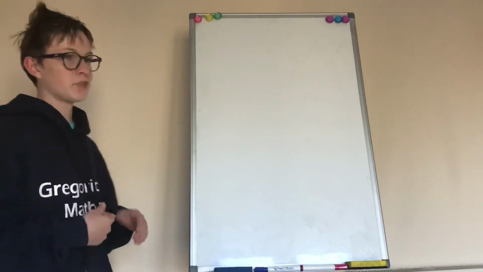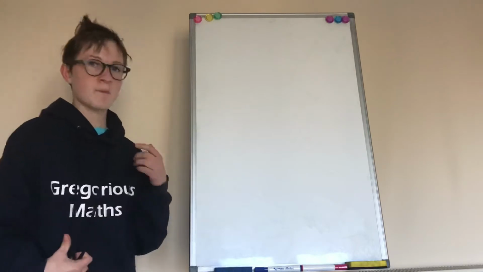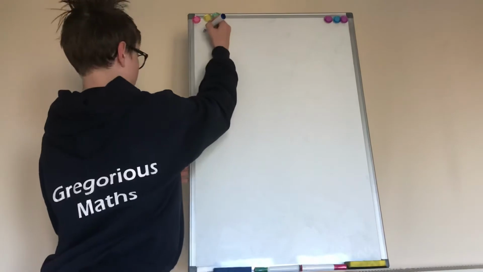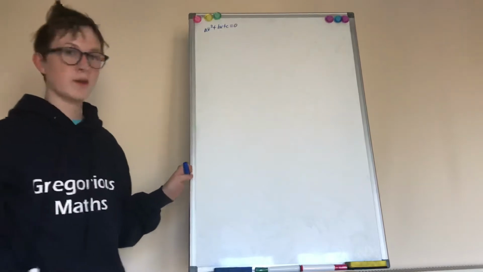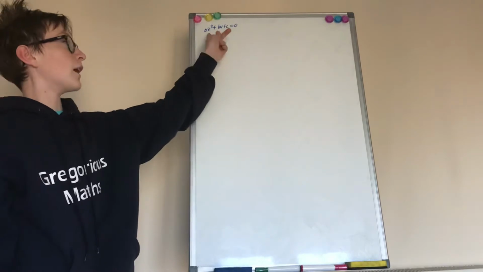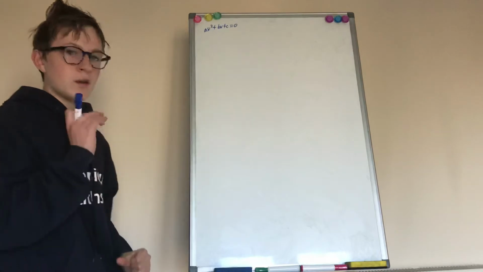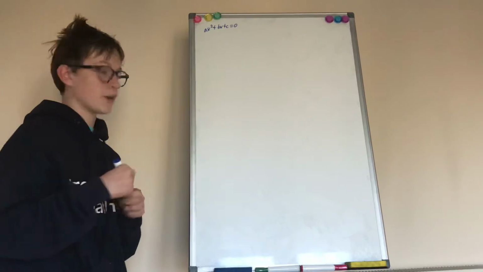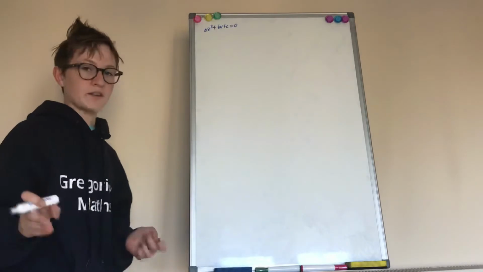Today, as promised, I'm going to be making a video on a general formula to solve quadratics in the form ax squared plus bx plus c equals 0. Now, this formula works for any a, b and c as long as a is not equal to 0. What we're going to do may not seem very obvious, but in the end, it will work out.